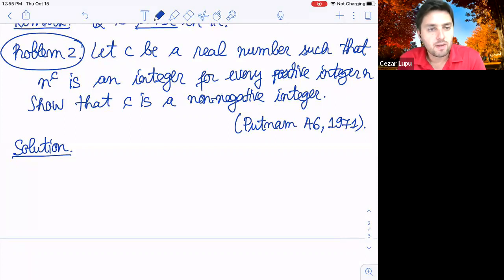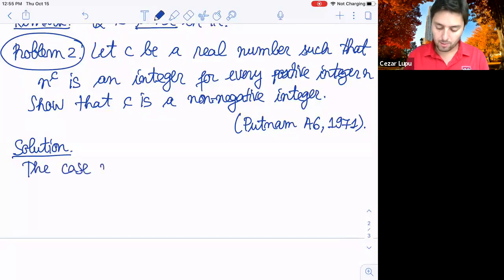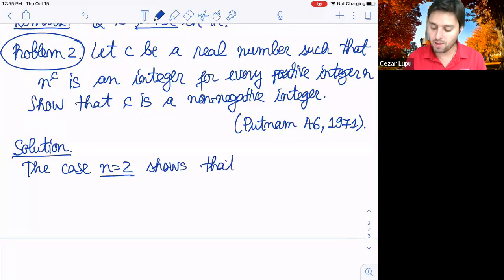But you see here, this problem will involve heavy analysis. Let me just look at the case n equals 2. When you have a statement like this, which says that for every positive integer n, maybe you should see what happens when n is small enough. So let's look at the case n equals 2. What does this case tell us? This shows that C will be non-negative. That's obvious, right? Since it's for every positive integer n, let's take n equals 2.